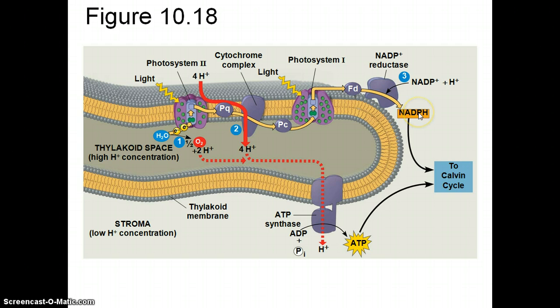That NADPH, as you can see, this reductase molecule is on the outside of this plasma membrane, which means it's in the stroma of the chloroplast. So this NADPH is already, as it's being made, sitting in the stroma, ready to be passed and used by the Calvin cycle, which is going to occur inside the stroma as well.